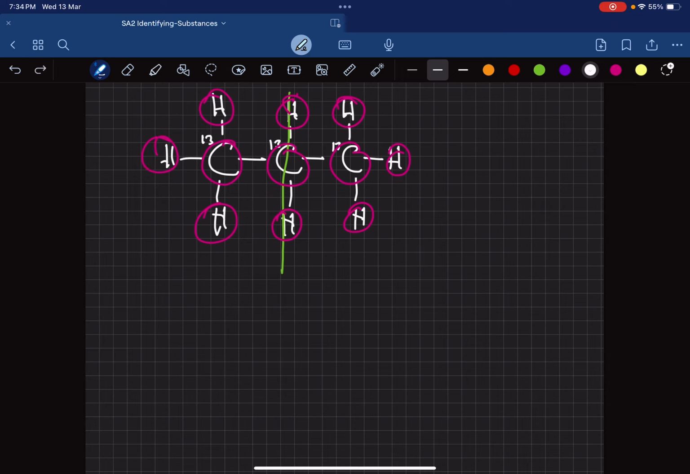What I want you to understand is that this carbon and this carbon are exactly the same. They are identical mirror images of each other. I also want you to understand that this proton, and this proton, and this proton, and this proton are identical to each other. They are mirror images of each other. On the other hand, this proton and this proton are identical to each other, but they're not the same as the others. And this carbon is different.